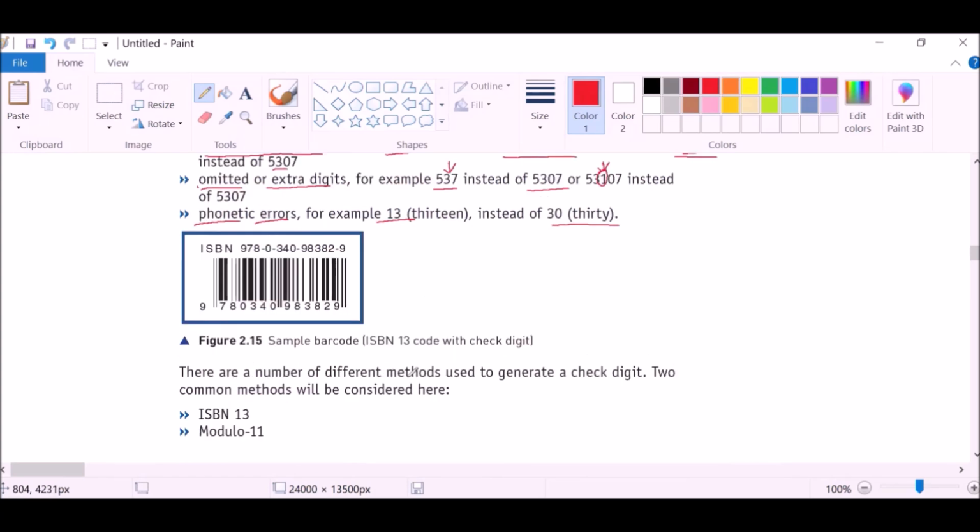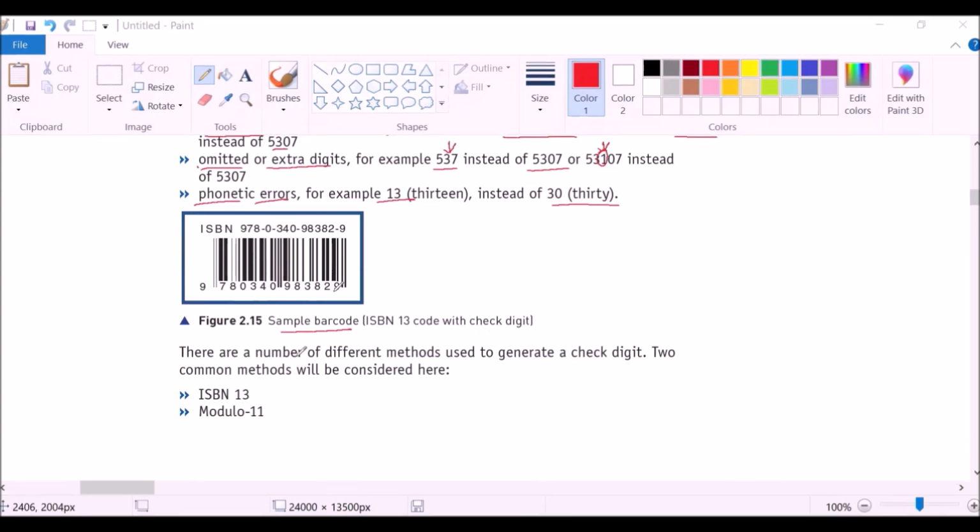There are a number of different methods used to generate a check digit. So we'll use this example of a barcode. This is ISBN 13 code with check digit. So these are the 13 digits of the barcode, with the first 12 digits being the digits of the barcode, and the last digit, the 9 here, is the check digit.